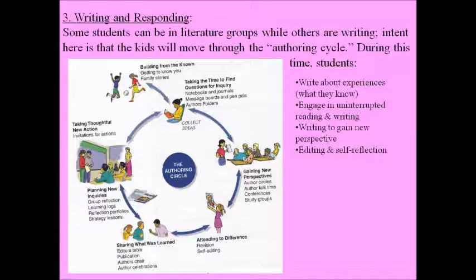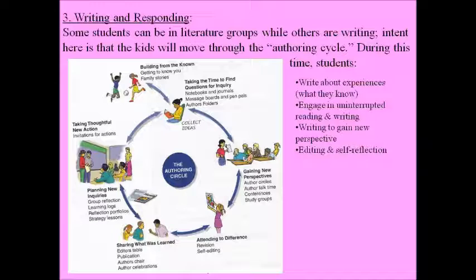Number 3, writing and responding. Some students can be in literature groups while others are writing. The intent here is that kids will move through the authoring cycle. So during this time, students will write about experiences, like what they know. They'll engage in uninterrupted reading and writing. They'll write to gain new perspectives, and they'll edit, and they'll self-reflect. So there's the authoring circle.